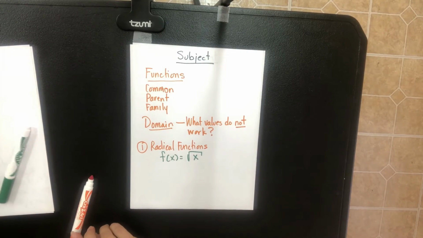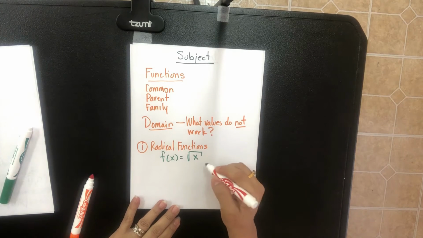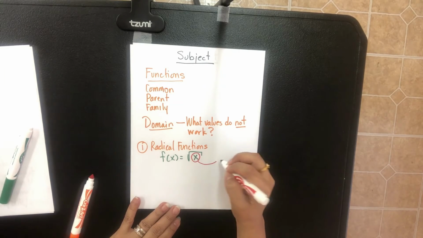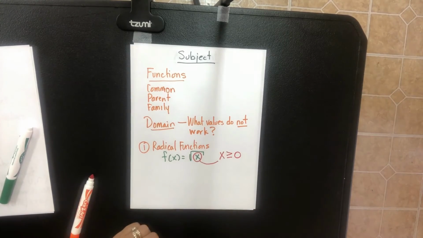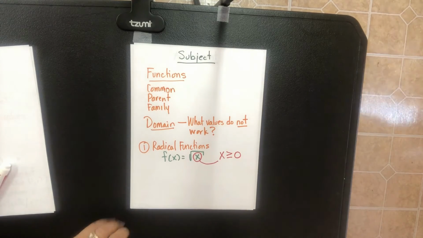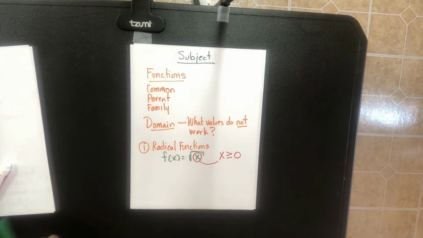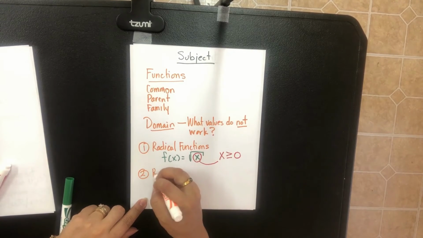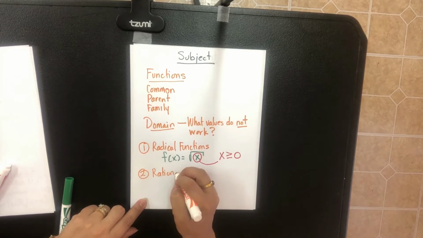So here, one of our concerns is going to be, we want to make sure that whatever we're taking the square root of, we've got to grab that, pull it out, and make sure that it's greater than or equal to 0. So that's one of our first concerns. The second one, there are three, by the way. The second one is rational function.